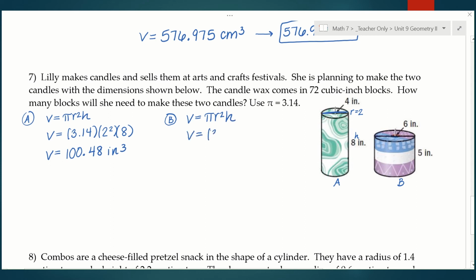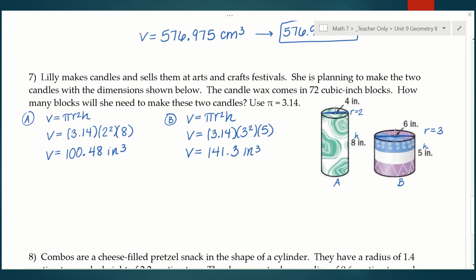Okay, so 3.14 for pi. If you look at the picture, they're giving us the diameter is 6, which means the radius is 3. So when I plug in my radius, I'm going to do 3 squared. And the height of that candle is 5. All right, so if I type this in, 3.14 times 3 squared times 5, I'm getting 141.3 cubic inches.